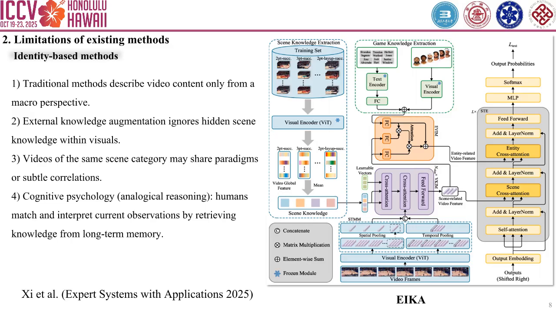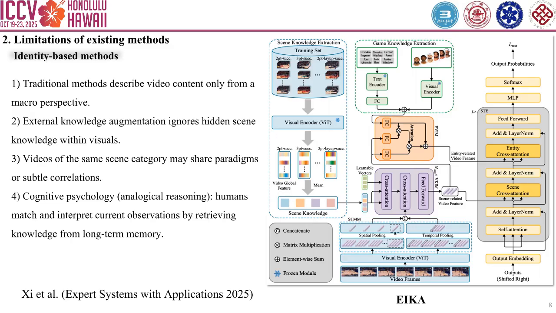Meanwhile, drawing from the analogical reasoning principle in human cognitive psychology, humans tend to retrieve existing knowledge prototypes from long-term memory to facilitate the recognition and understanding of newly observed actions or scenarios. Inspired by this, we introduced implicit visual scene knowledge into the model.